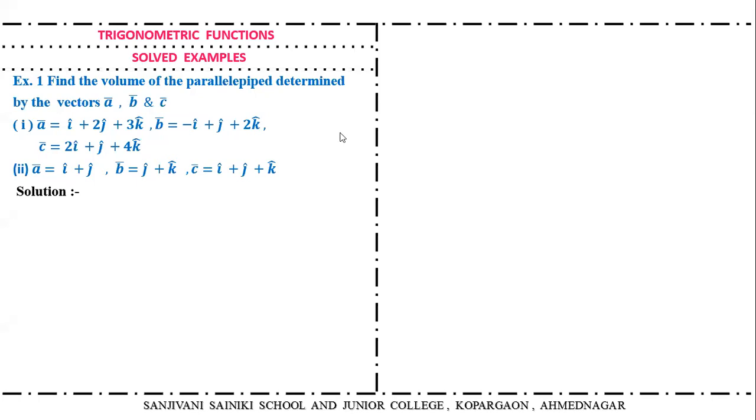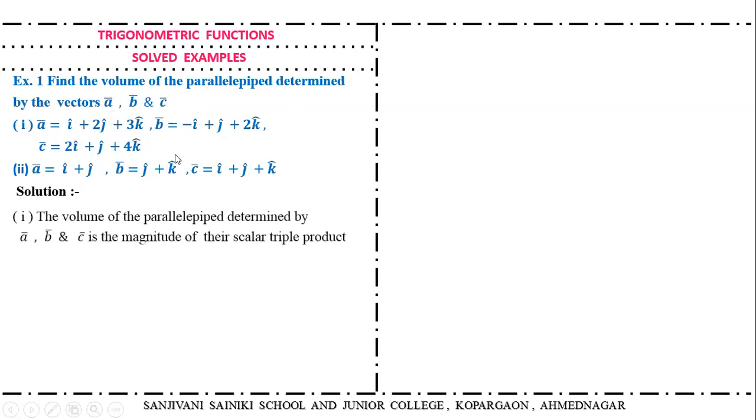Now let us learn some of the solved examples based on this scalar triple product and vector triple product. Find the volume of the parallelepiped determined by the vectors A bar, B bar and C bar. There are two problems. We know that the volume of the parallelepiped determined by A bar, B bar and C bar is the magnitude of the scalar triple product. So A bar dot B bar cross C bar gives the volume of the parallelepiped.